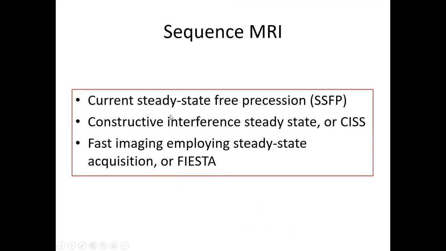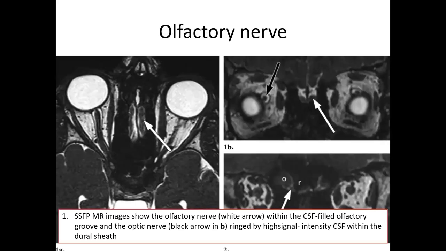cranial nerve course. So to understand the cranial nerve, we have various sequences. It depends upon the MRI company. It may be constructive interference in steady state or CISS, fast imaging employing steady state acquisition or FIESTA, or true FISP. These are the various sequences. Depending upon the company, they do them for MRI of the cranial nerves. So let's see one by one.